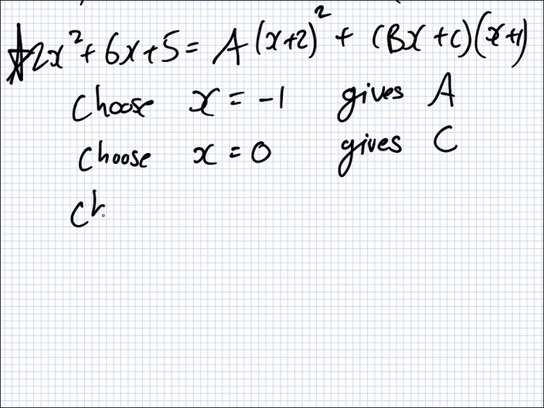Right, now lastly, it doesn't really matter what you choose for the last one because you already have a and c. So anything will work to give you b. That's how you can get the b then, because you already have a and c. Yeah?